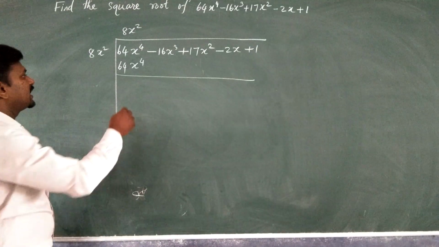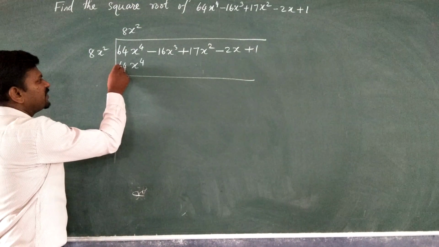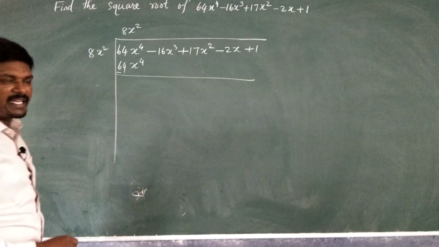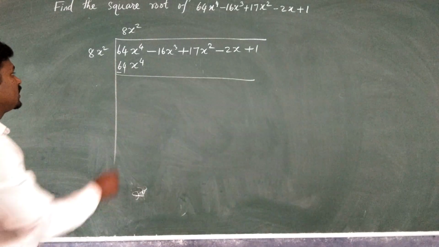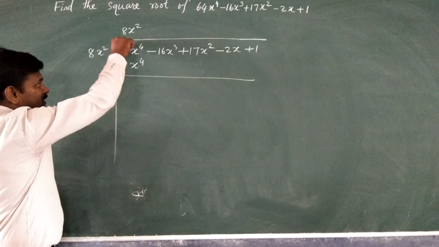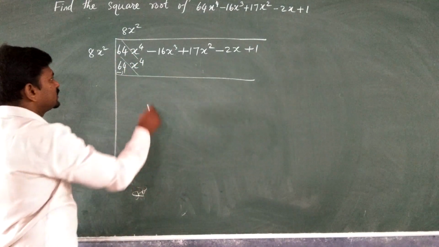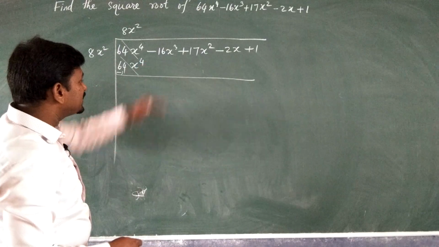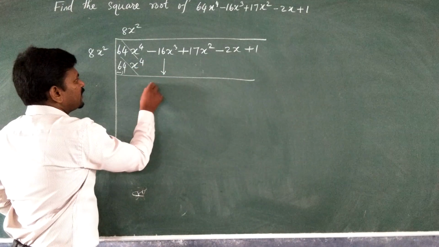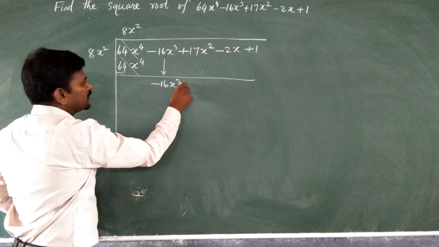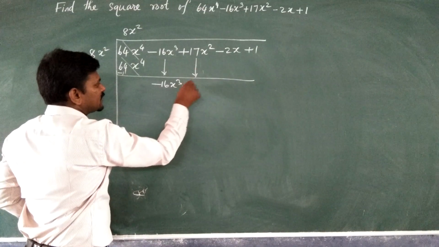You can understand later. So change the symbol. If it is plus, you have to write it as minus. If it is minus, you have to write it as plus. So now plus 64x power 4 minus 64x power 4 will be cancelled. Then bring the next two terms: minus 16x cube plus 17x square.